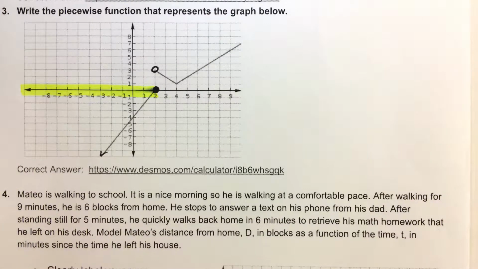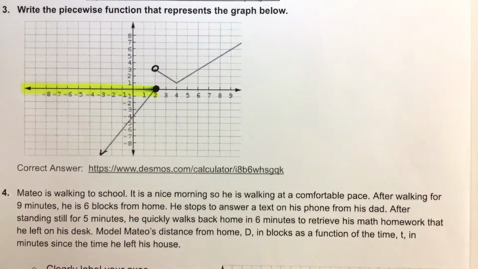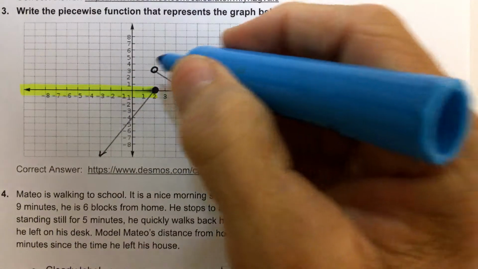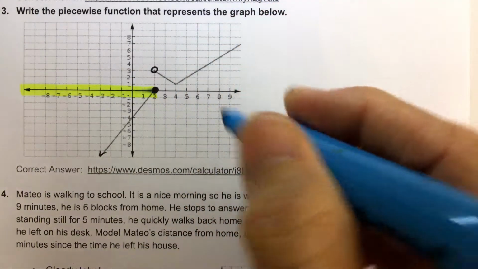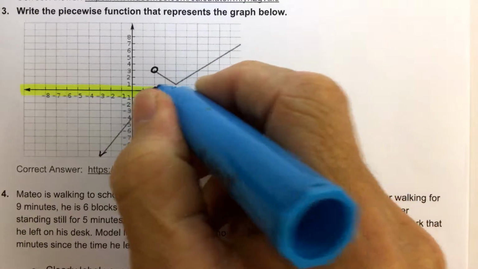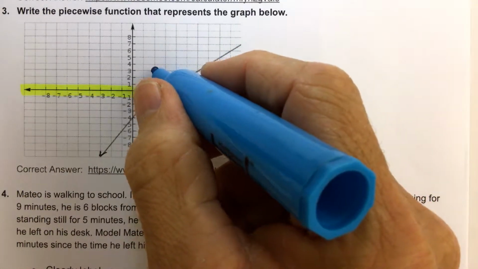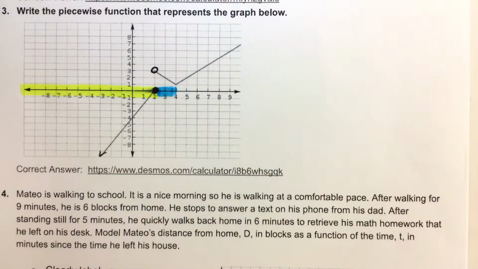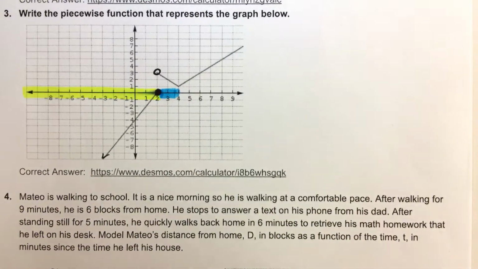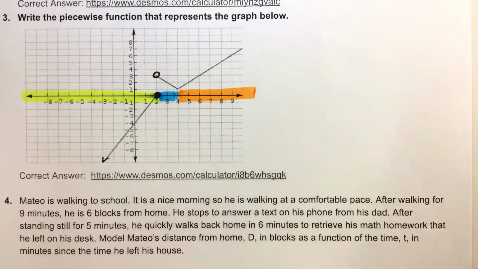We've got a couple options with this piecewise function problem. We could look at this as 3 separate pieces, or we could look at this as 2 separate pieces. I'll first do it with 3 separate pieces. So we've got piece 1 from negative infinity to 2, piece 2 from 2 to 4, and then piece 3 from 4 to infinity.